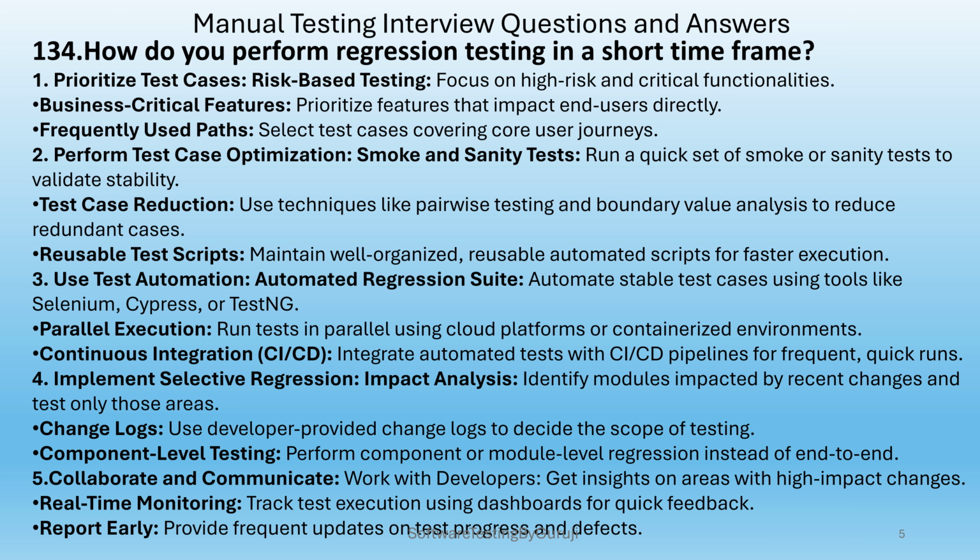Test case reduction. Use techniques like pairwise testing and boundary value analysis to reduce redundant cases. Reusable test script. Maintain well organized, reusable, automated script for faster execution. Third, use test automation. Automated regression suite. Automate stable test cases using tools like Selenium, Cypress, or TestNG.